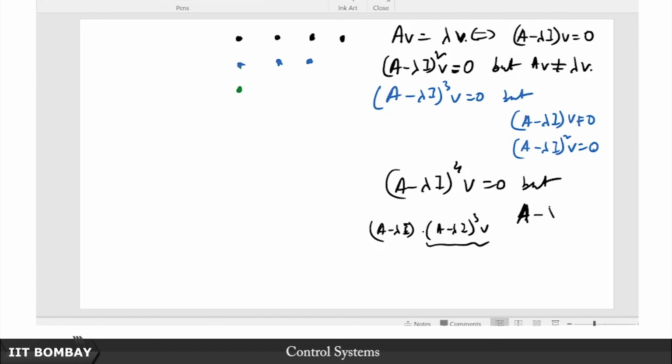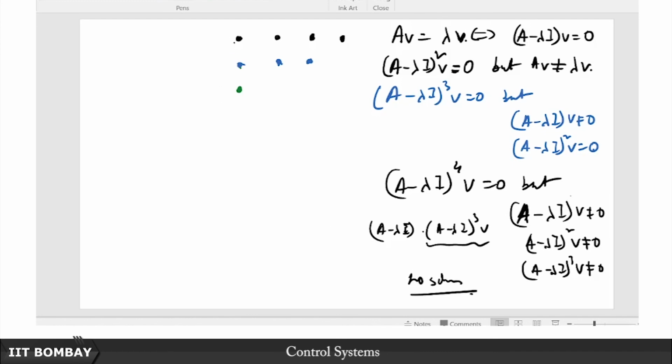So we want (A minus lambda I) V not equal to 0, (A minus lambda I) squared V not equal to 0, (A minus lambda I) cubed V not equal to 0, and we find that no such solutions exist. So this is all that we have got. Then we say that the Jordan canonical form will look something like this, and I will tell you in a moment what the transformation in that case will be, just hang on with me.